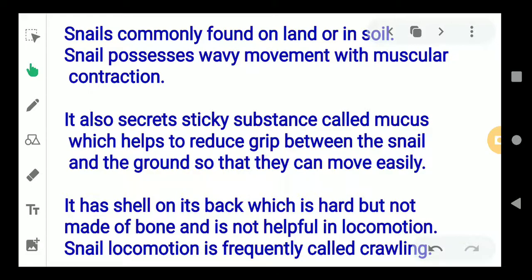It has a shell on its back which is hard but not made of bone and is not helpful in locomotion. Snail locomotion is frequently called crawling. The mode of locomotion of a snail is called crawling. Please learn this new word, crawling.